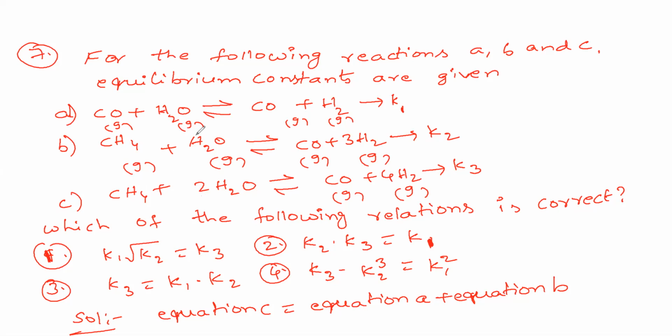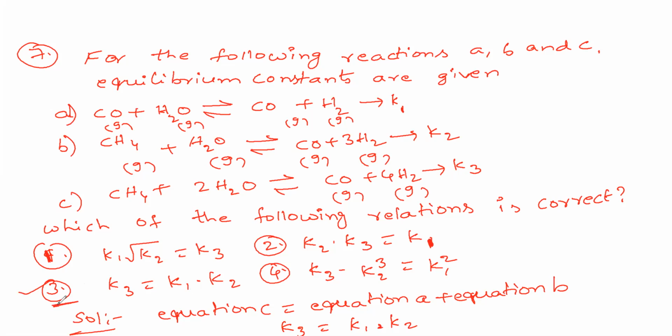So H2O plus H2O, 2H2O. CH4, CH4. CO plus CO, 2CO. Here one CO will get cancelled, because 1, 2, 3 COs are there, so 1 minus 1, you will get only 1 CO. And here H2 and 3H2, 3 plus 1, 4. So equation A plus equation B gives equation C, which implies K3 is equal to K1 into K2. Because we should not add, the answer is K1 into K2. So K3 is equal to K1 into K2.